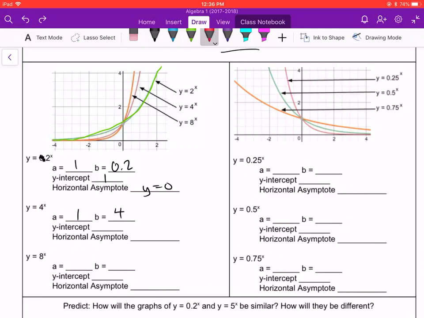Okay, it's kind of going more in now, right? So that's y to the 4. Your y-intercept is still 1. Your horizontal asymptote is still 0, okay?